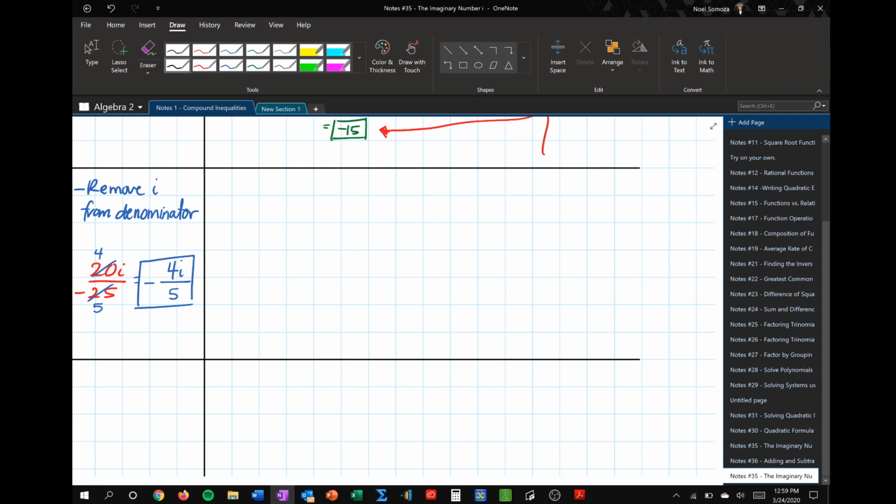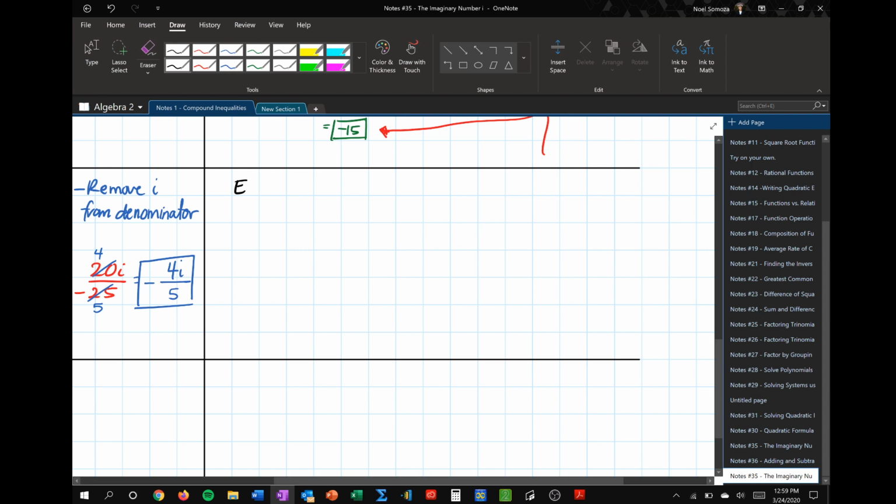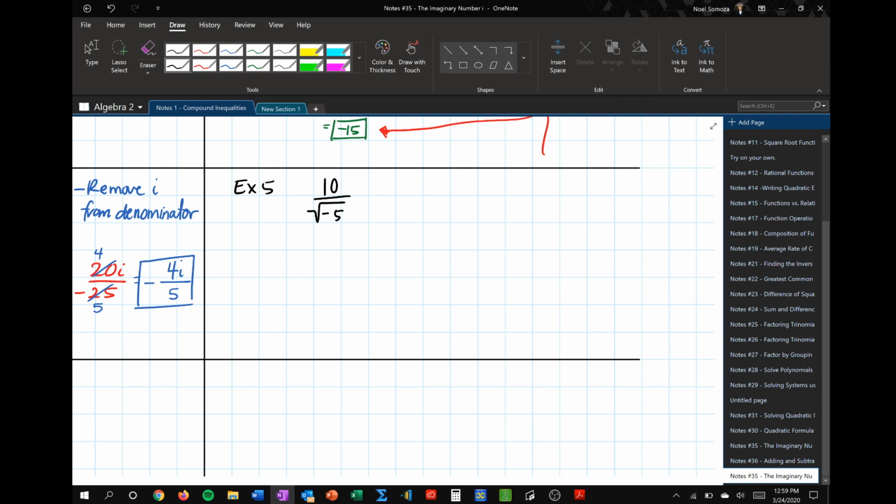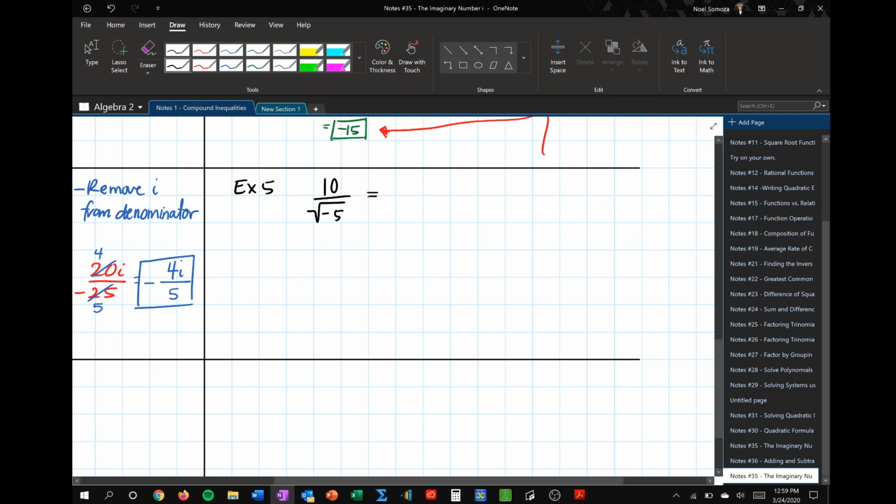So let's take a look at example 5 now. With example 5, we got 10 over the square root of -5. So it's a rationalizing problem, but it's in disguise. Here's why. You don't see the i yet. There is no i in the problem, but you have a square root of a -5. So that right there is going to become something that does have an i.